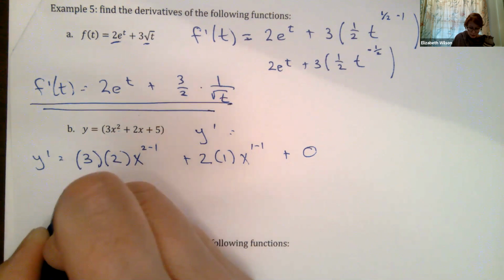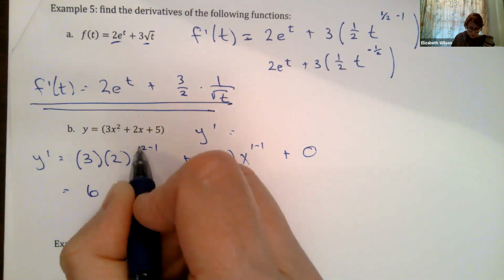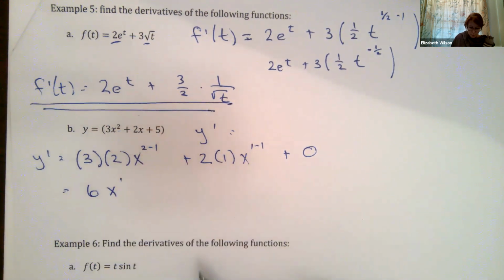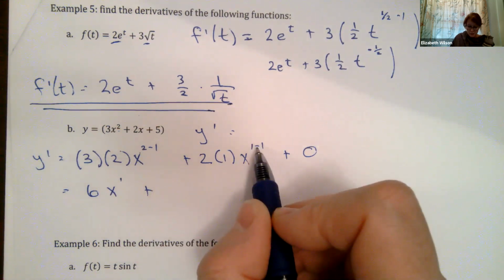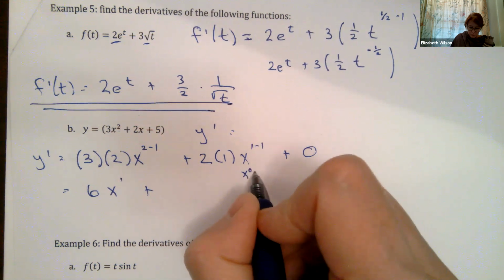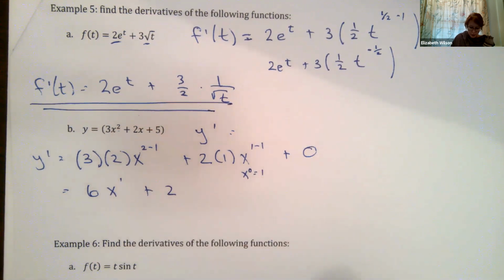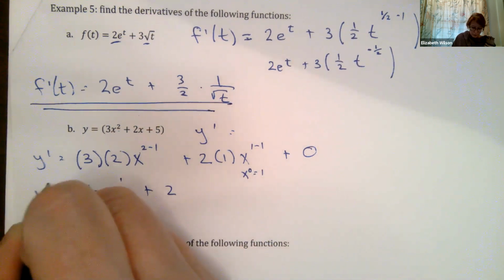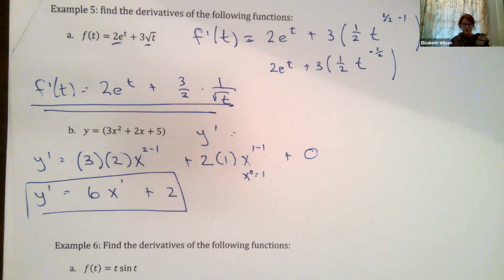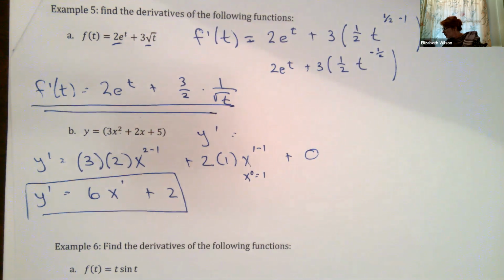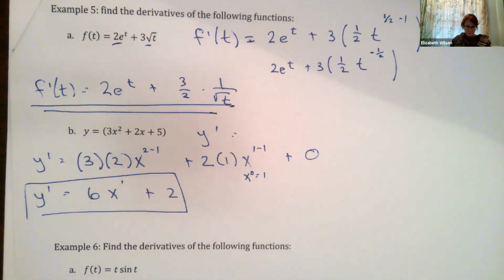So let's multiply this out. So 3 times 2 is 6. 2 minus 1 just becomes x to the 1. Plus 2 times 1 is, so x to the 0, x to the 0 is equal to 1. So this just becomes 2. And I don't worry about the 0 anymore. 6x plus 2. Okay.